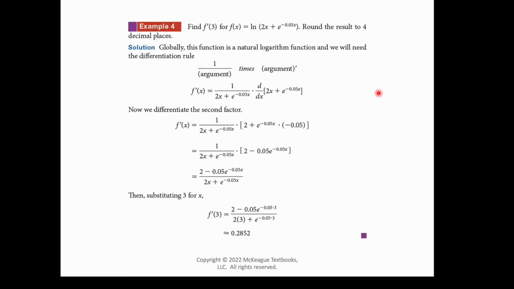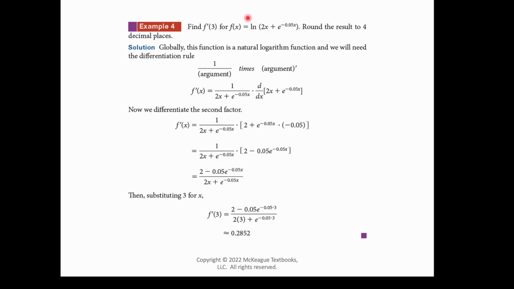Now, looking at this next example, we're going to mix it up a little bit. Notice we have log functions and exponential functions within f of x. So the question is asking us to find the derivative and then evaluate it at 3. And then it says also to round to 4 decimal places. So we need to make sure to do that. So whenever we take the derivative of a log function, it's going to be 1 over whatever that function is on the inside times the derivative of that function. So that's what we're going to start with.